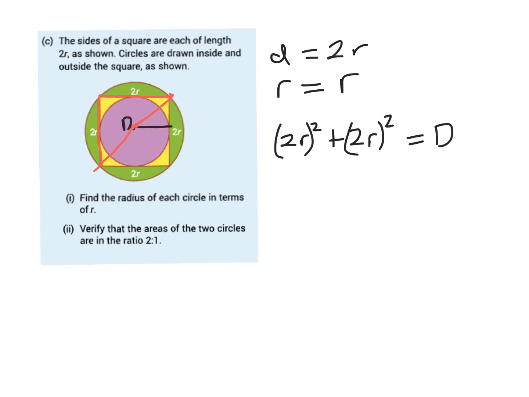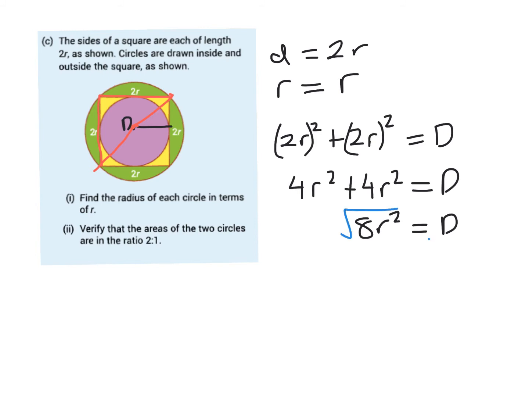So what I have then is 2r squared, so that's going to be 4r squared plus 4r squared is equal to D. So we're going to get 8r squared is equal to D. Okay, so now I root both sides to get r by itself. Now what I would say to you is not so much to get r by itself, to get r as something to the power of 1. We're not going to worry too much about the right hand side, but I will put it there anyway.